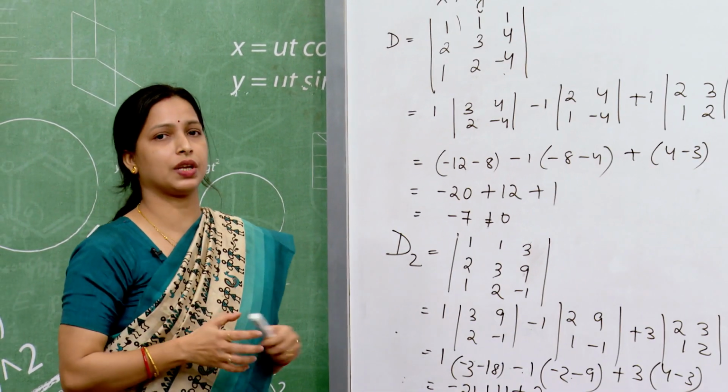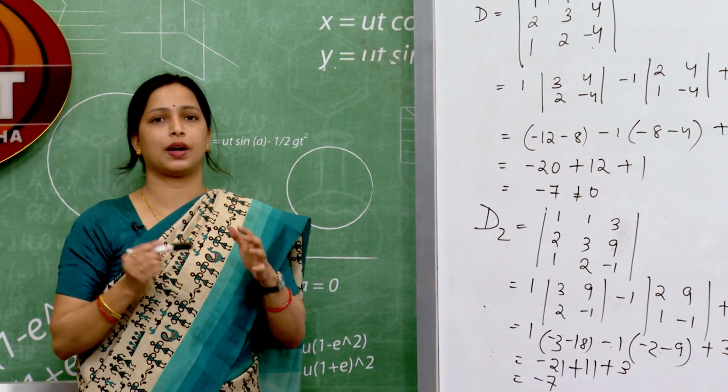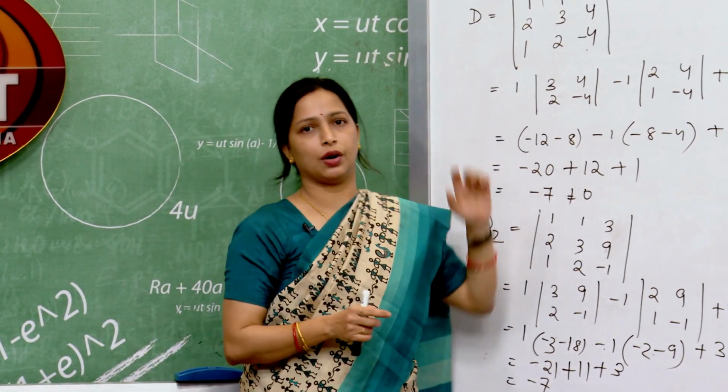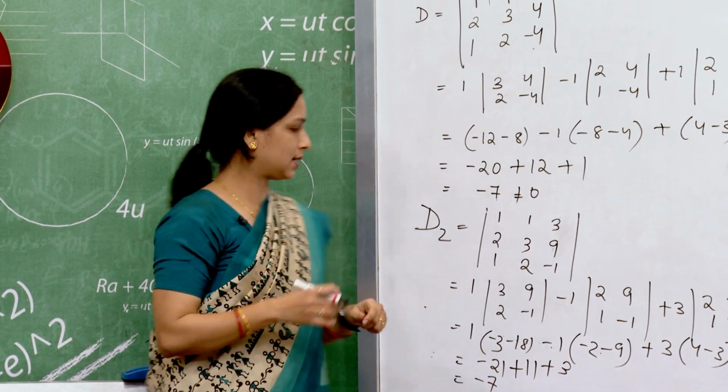Okay. So, this is how we can use Cramer's rule in order to find out the values of 3 unknown variables. Okay. Now, let us take another question.